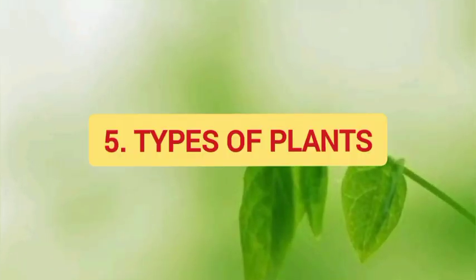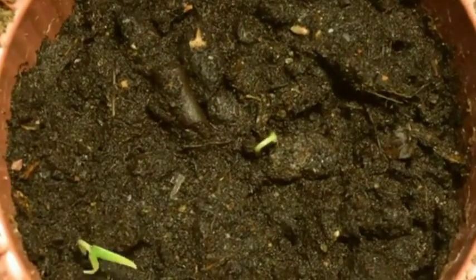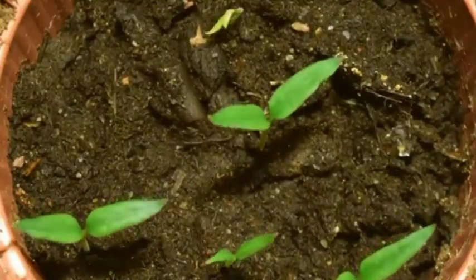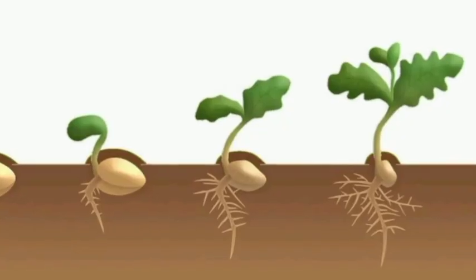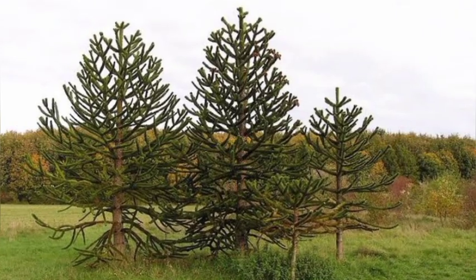5. Types of plants. Any type of plant will definitely experience primary growth, because the plant will definitely grow taller over time. Meanwhile, secondary growth only occurs in dicotyledonous plants which have cambium, and open seed plants, Gymnospermae.